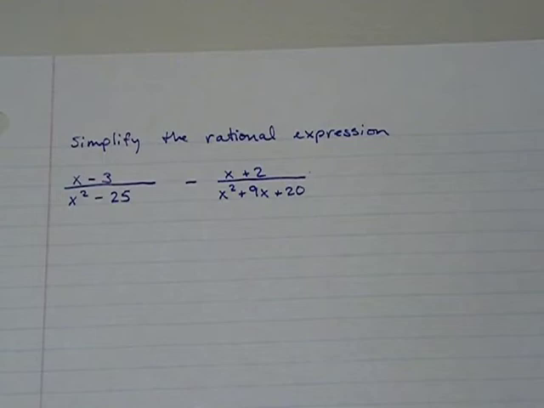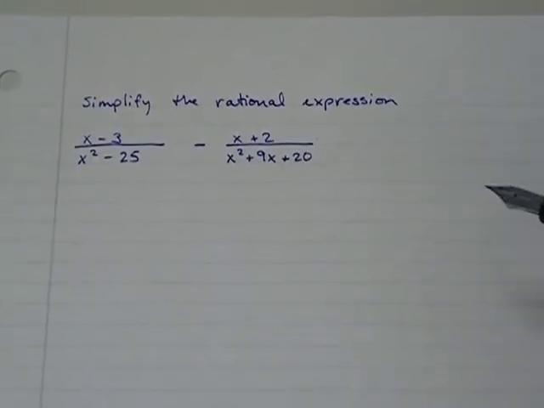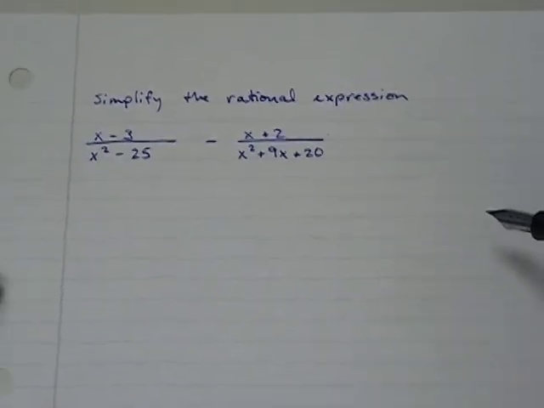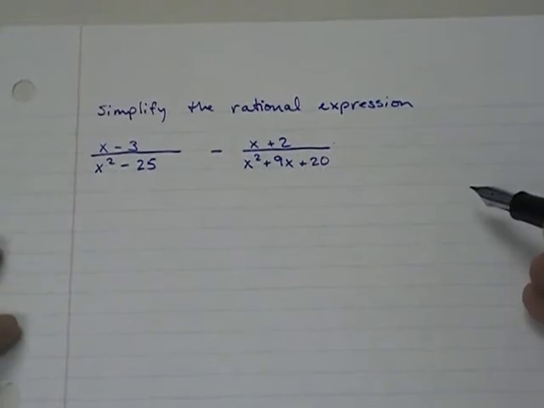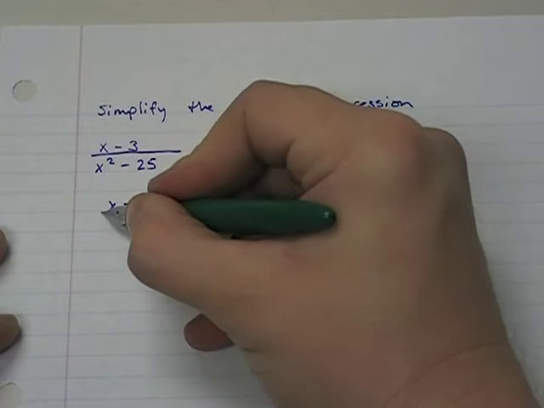Today we've been asked to simplify the rational expression (x - 3)/(x² - 25) minus (x + 2)/(x² + 9x + 20). The first thing we always want to do when we have a rational expression like this is factor any polynomials that can be factored. So this is really an exercise in factoring. Obviously the numerator cannot be factored.